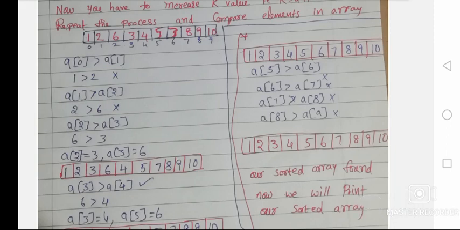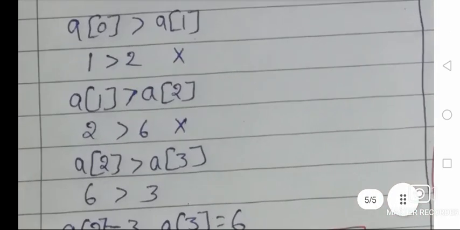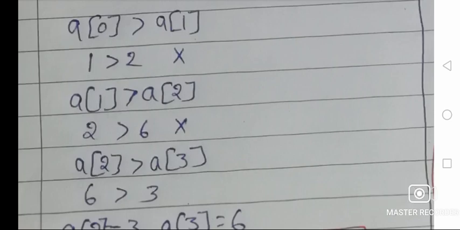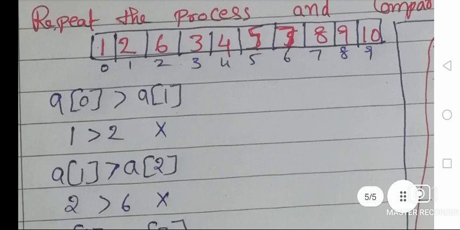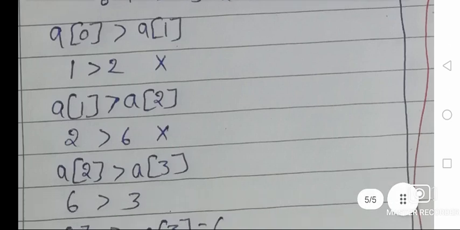Now we have to send this 6 to before 7. So for this you have to check the condition in the loop. F0 greater than F1, so this condition fails. So up to first two positions this is sorted, and the third position is not sorted.